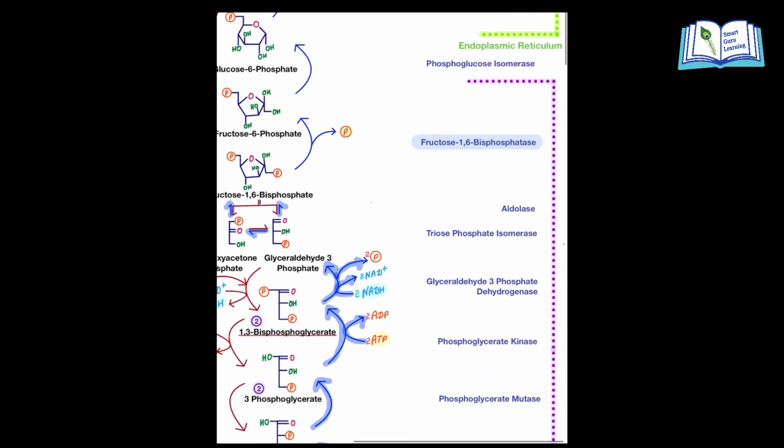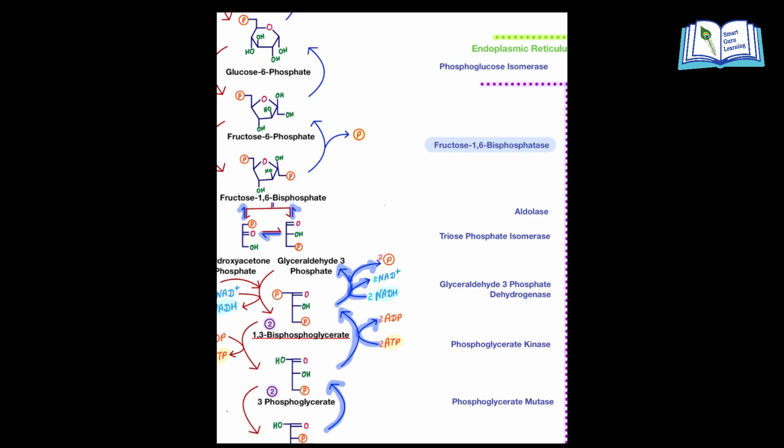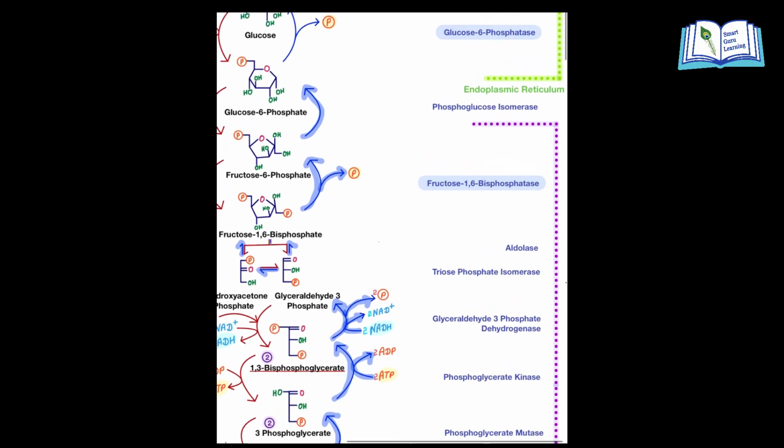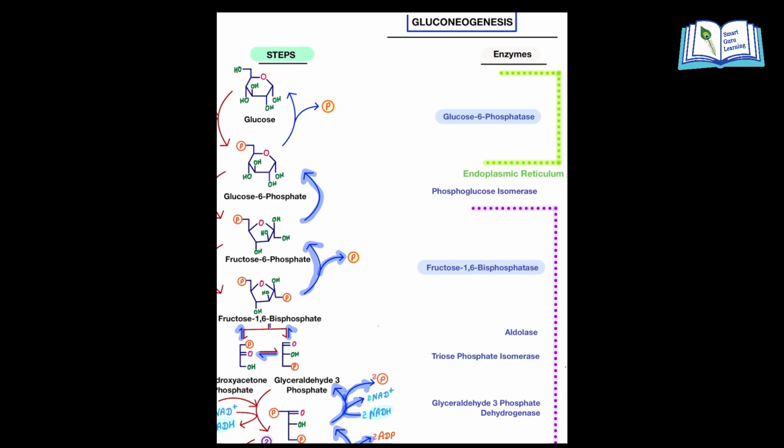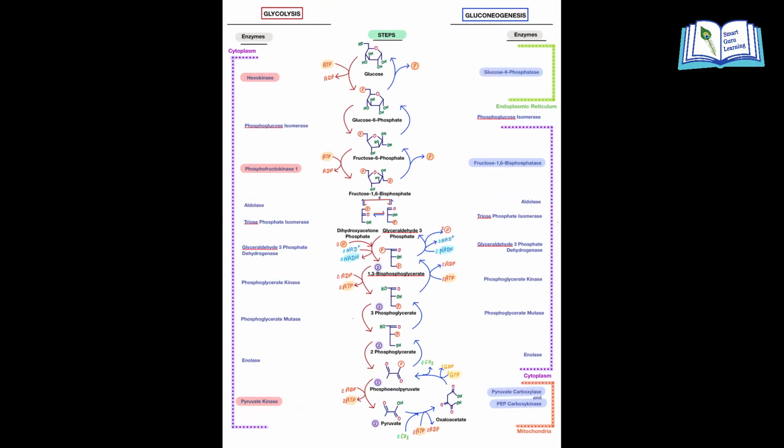Step 9. Fructose 1,6-bisphosphatase then converts fructose 1,6-bisphosphate to fructose 6-phosphate. The phosphate group is removed in this step. Step 10. Fructose 6-phosphate is then isomerized to glucose 6-phosphate through phosphoglucose isomerase. Step 11. Glucose 6-phosphatase then converts glucose 6-phosphate to glucose with the removal of the phosphate group, and this step takes place in the endoplasmic reticulum. With this, there is a use of 4 ATP, 2 GTP and 2 NADH molecules. Here is the overview of gluconeogenesis along with its comparison with glycolysis.